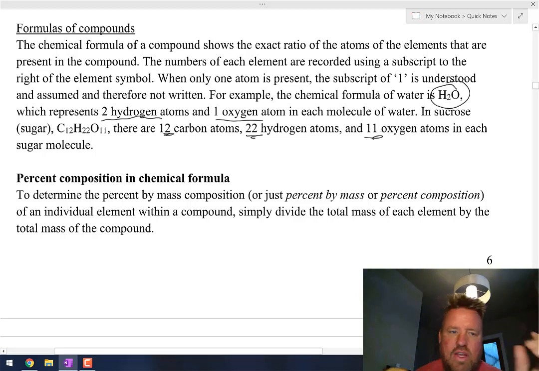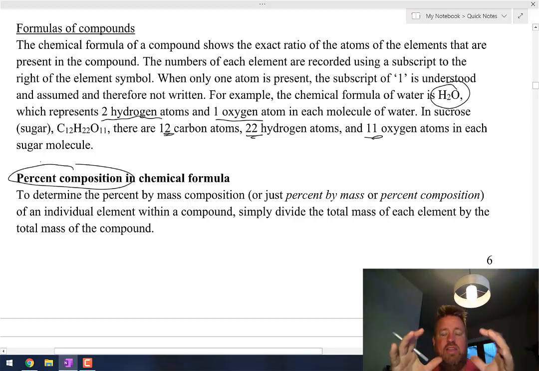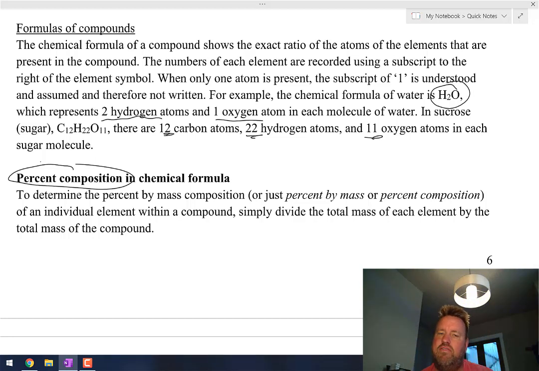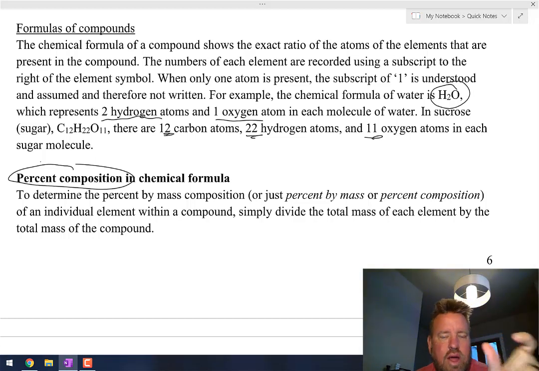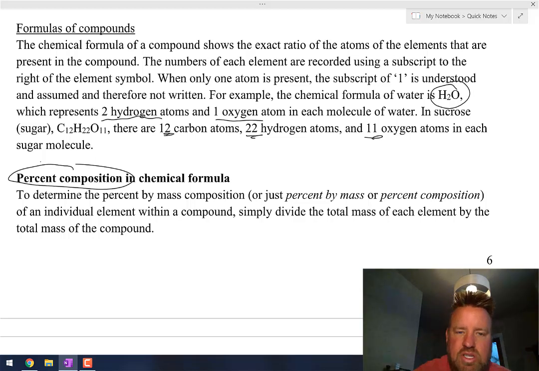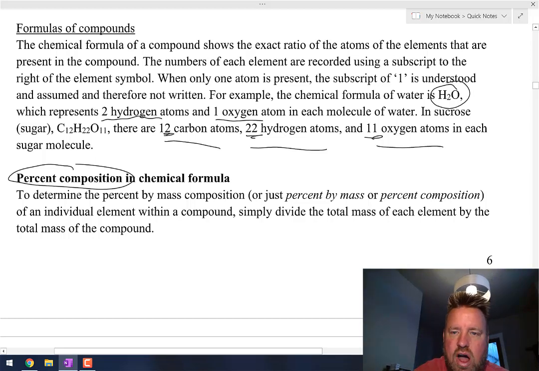The way that you do that is you find what's called the percent composition. The percent composition is exactly that: taking the whole formula, what percent of its mass is made up of carbon, what percent of that mass is made up of hydrogen, and what percent is made up of oxygen. This is very similar to when we talked about isotopes and the percent abundance of each isotope. Remember that the percentages have to add up to 100%. So the percent of carbon's mass and hydrogen's and oxygen's all put together has to equal 100.